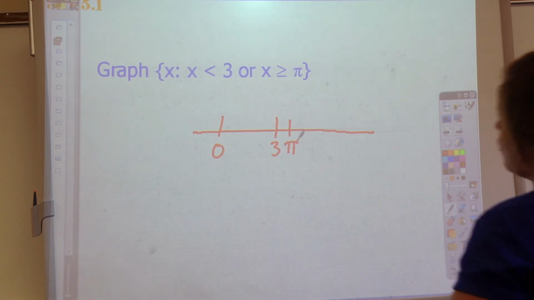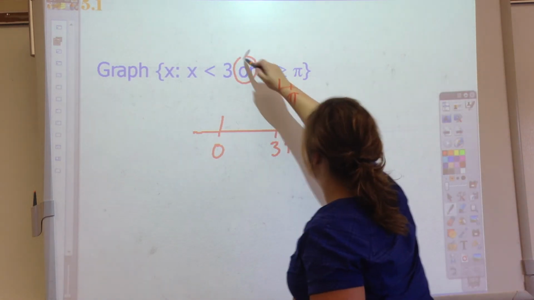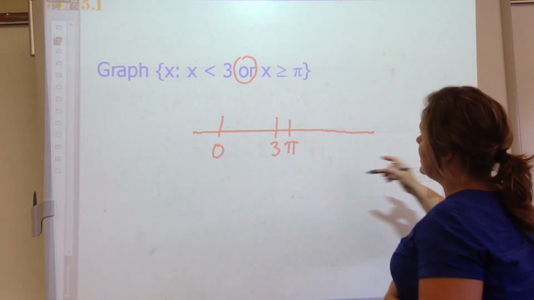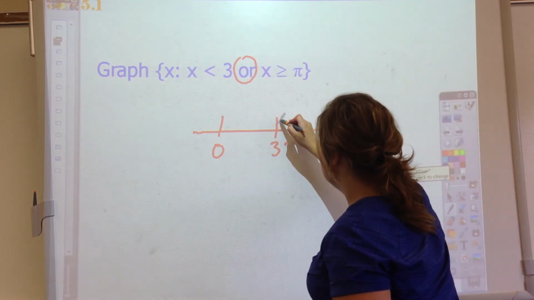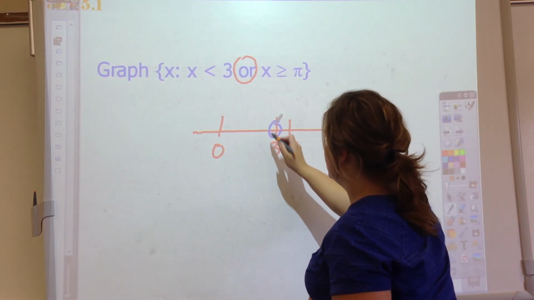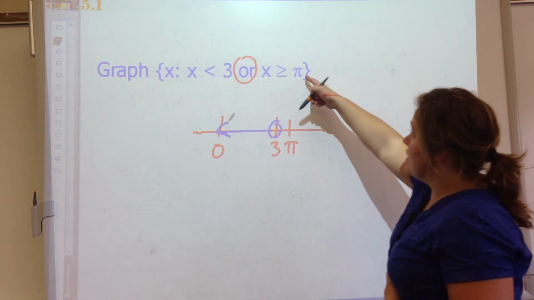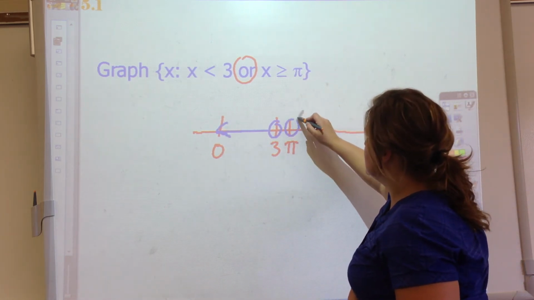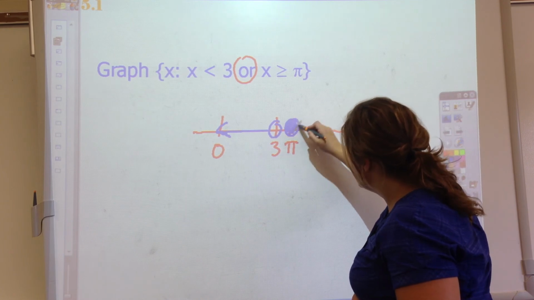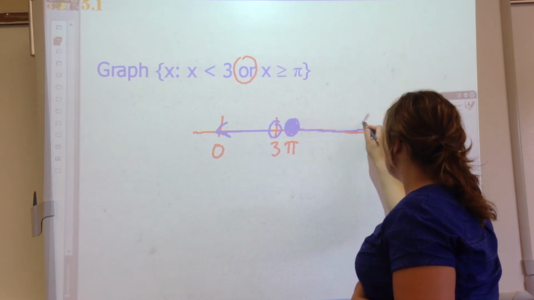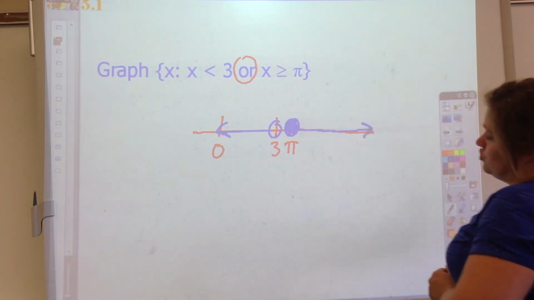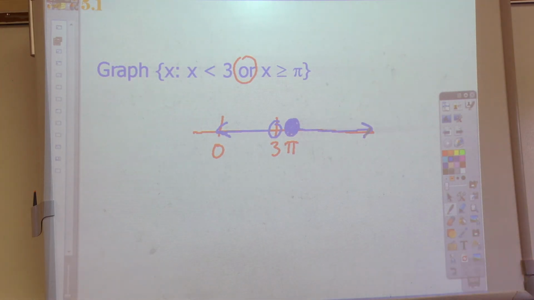So if I look at this or statement, I have x is less than 3. It's not equal to it. Open circle. Less than means I shade to the left. Greater than or equal to pi means it is equal to it, so a closed circle. And greater than, so I shade to the right. Now that is my graph of the situation.